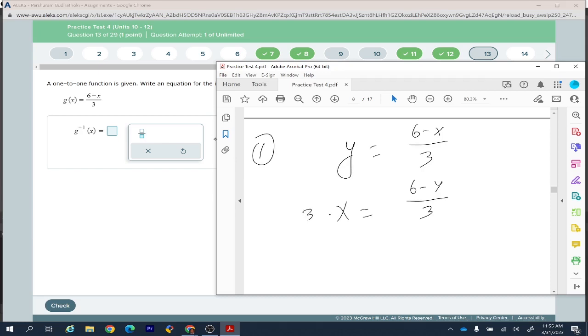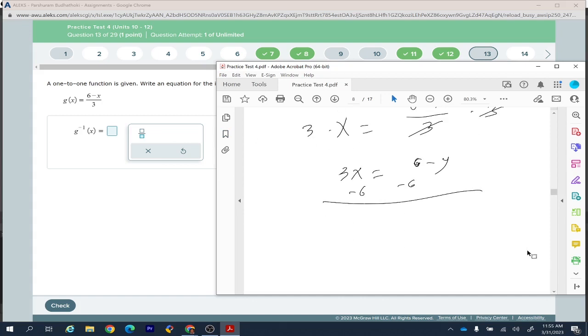So first of all, multiply both sides by 3. By doing that, you are going to get 6 minus y. You also have to bring this 6 to the other side. So subtract 6. So that will be 3x minus 6 equals negative y. We don't need negative y, we need positive y. So just multiply both sides by negative 1. By doing that, this negative becomes positive. So y equals negative 3x, negative 6.